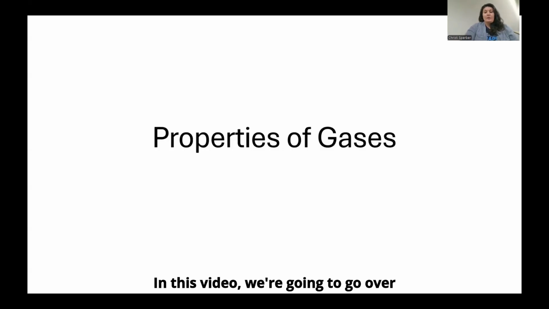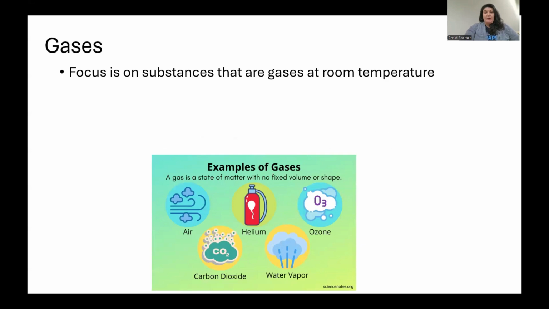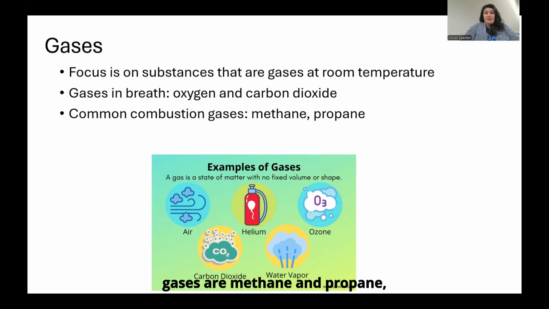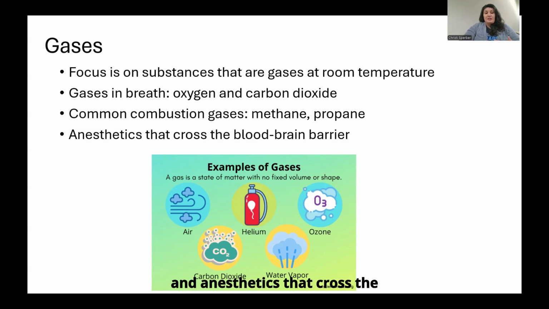In this video, we are going to go over the properties of gases. We're going to focus on substances that are gases at room temperature: gases in breath, such as oxygen and carbon dioxide; common combustion gases, such as methane and propane; and anesthetics that cross the blood-brain barrier. Other examples of gases are helium, ozone, carbon dioxide, and water vapor. And remember, a gas is a state of matter with no fixed volume or shape.